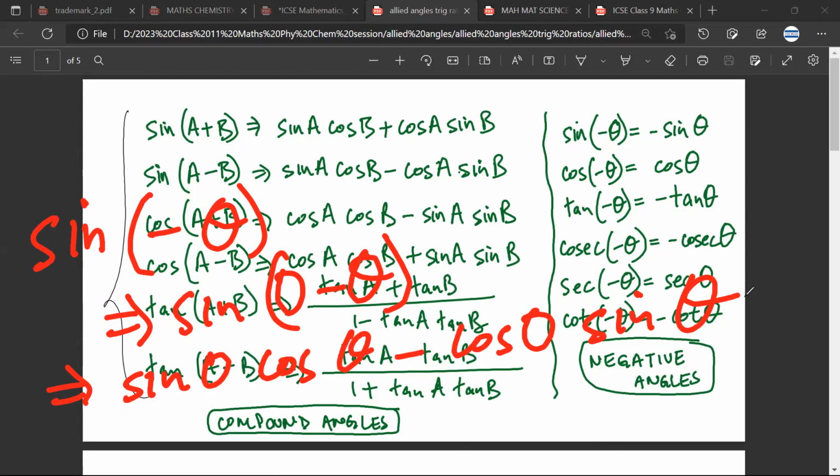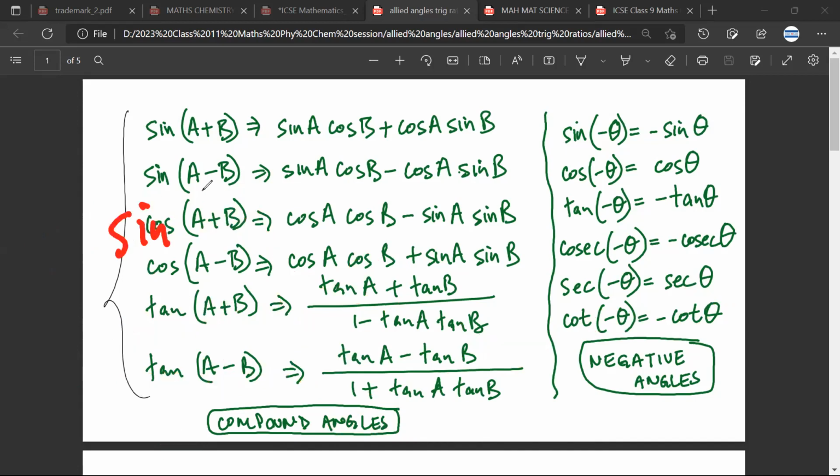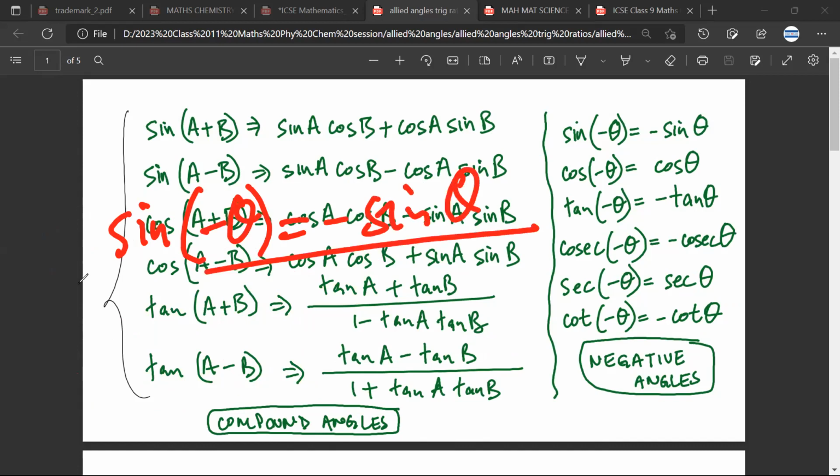Basically, I have used the second identity. Now I know sine 0 is 0, so this becomes 0. And I know cos 0 is 1, therefore this becomes minus sine theta. So using the identity, I know that sine of minus theta is equal to minus sine theta. Avadika, have you understood?